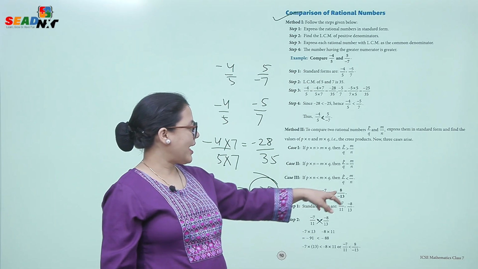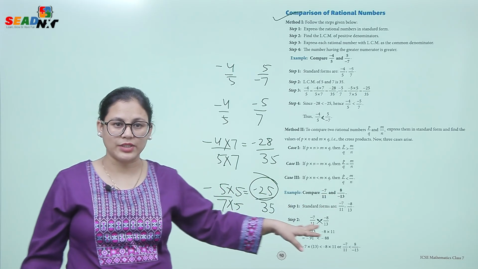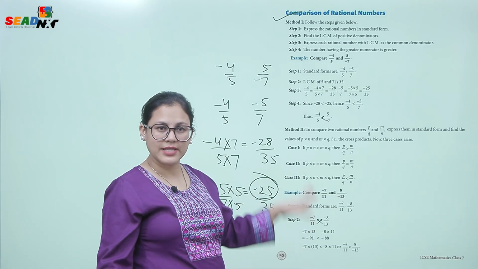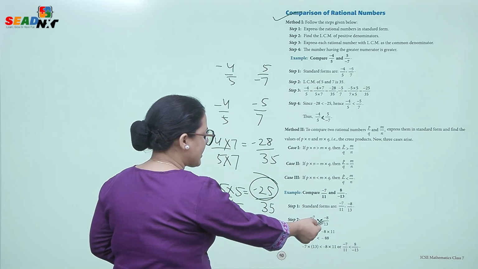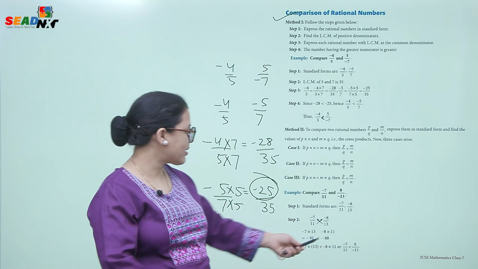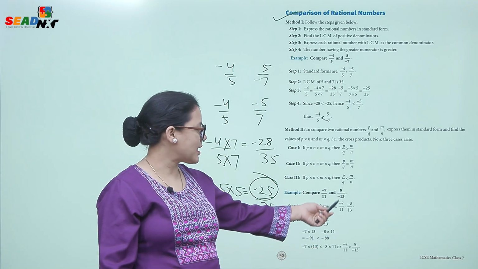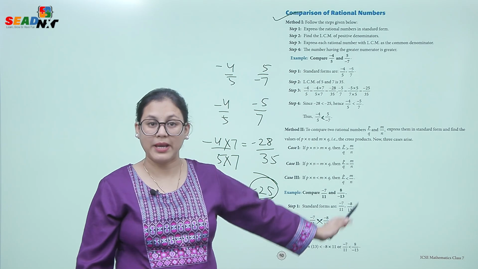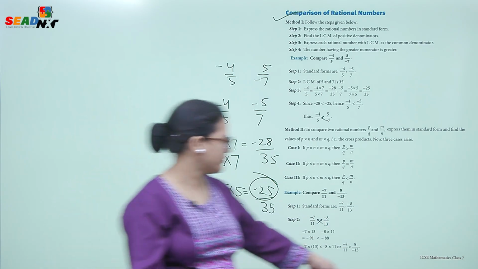Okay, let's compare minus 7 by 11 and 8 by minus 13. So we will do the cross products. Minus 7 into 13 is minus 91 and minus 8 into 11 is minus 88. So which one is greater? Minus 88. That means minus 7 by 11 is less than 8 by minus 13. Okay.